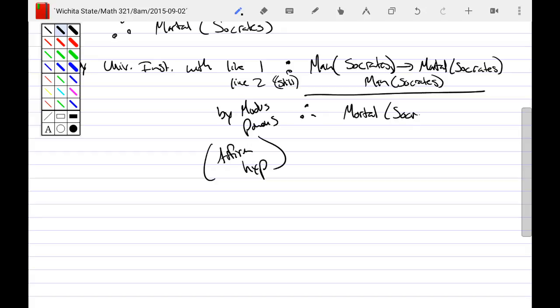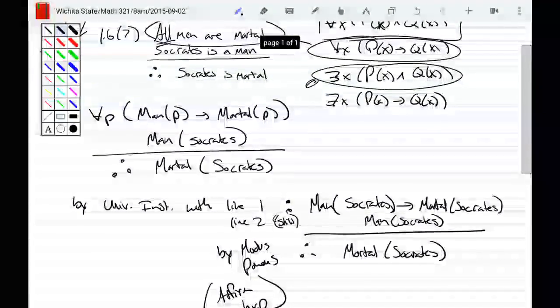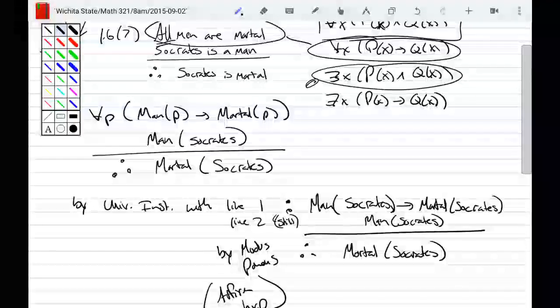Mortal Socrates. And so what you would have is back here in the original problem, all men are mortal, Socrates is a man, hence Socrates is mortal. By universal instantiation, if all men are mortal, what I've really said is if Socrates is a man, then Socrates is mortal. That would be universal instantiation.